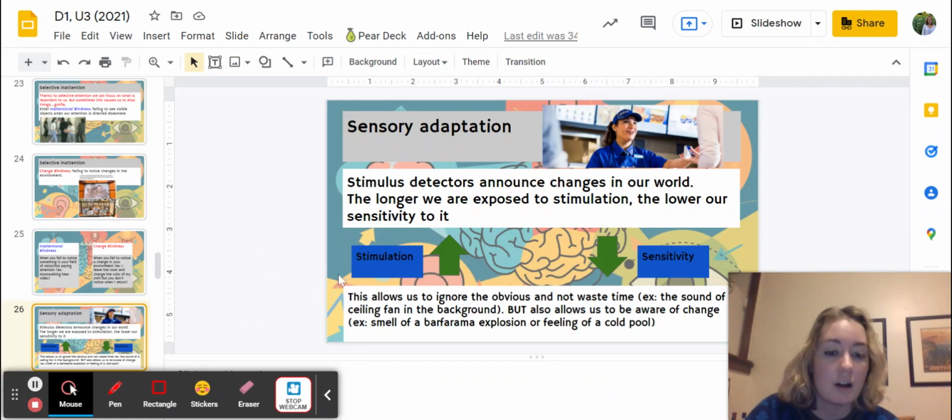So the longer we're exposed to something, the less aware we are of it, and the less sensitive we get to it. A really good example is jumping into a pool. As soon as it happens, we're really sensitive to it and very aware of how cold it is. Then we adapt and adjust. The longer we're in the pool, the more used to it we get, and the sensitivity goes down.